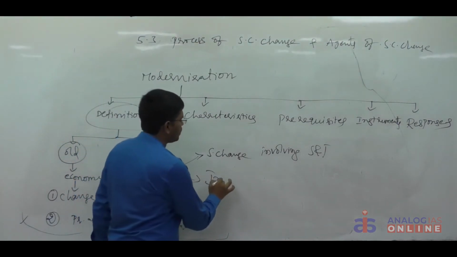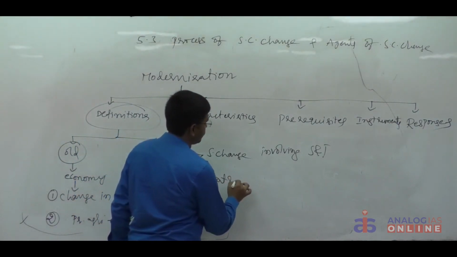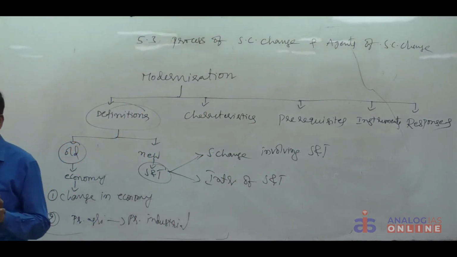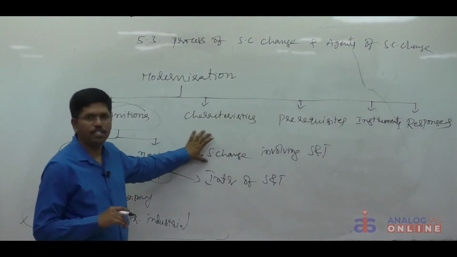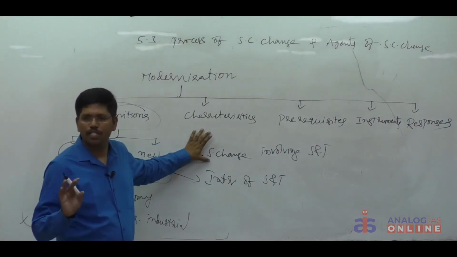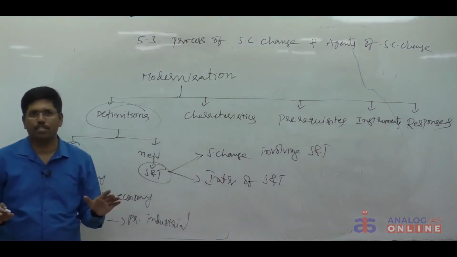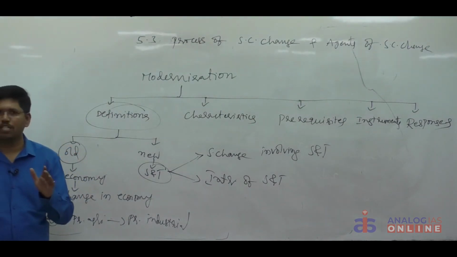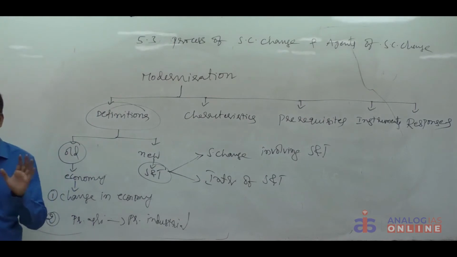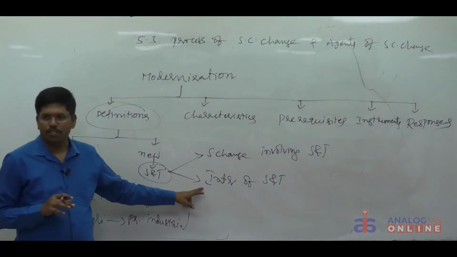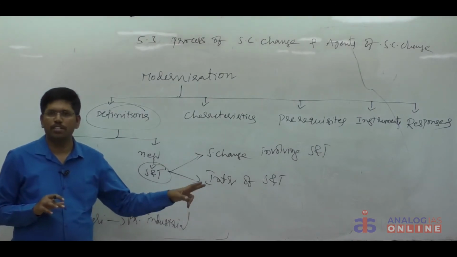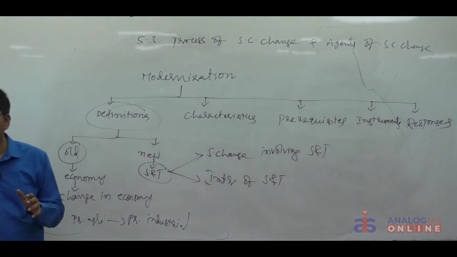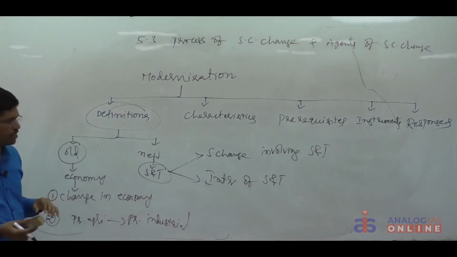Another definition is introduction of science and technology with the ultimate purpose of achieving a satisfied life or better life. I will give the definitions. First definition: it's a social change involving the elements of science and technology. Second definition: it's a process by which modern scientific knowledge is introduced in our society with the ultimate objective of achieving a better and more satisfied life. These are the definitions.